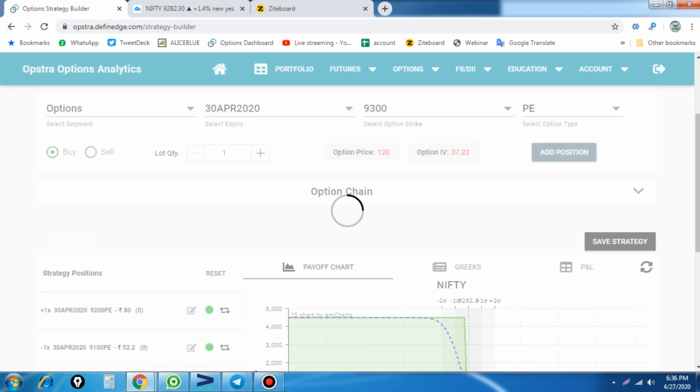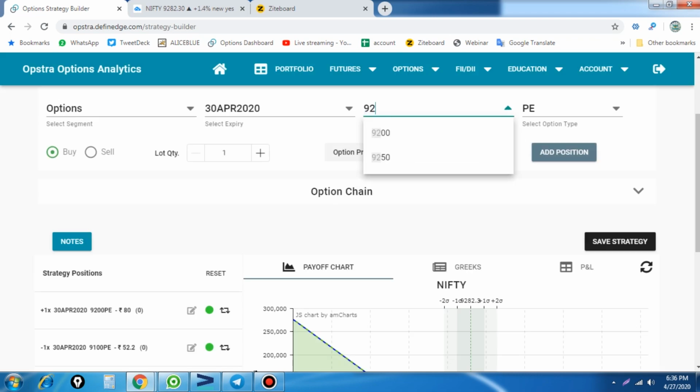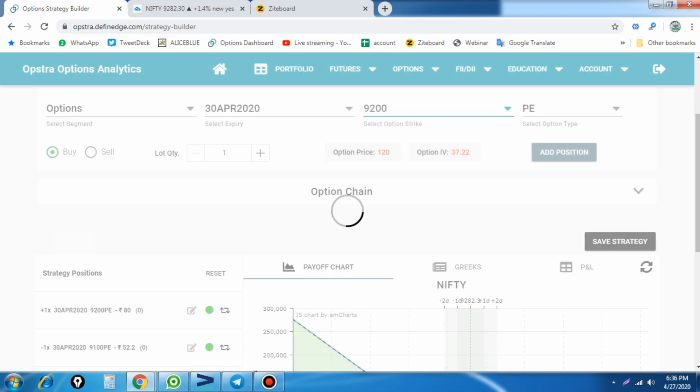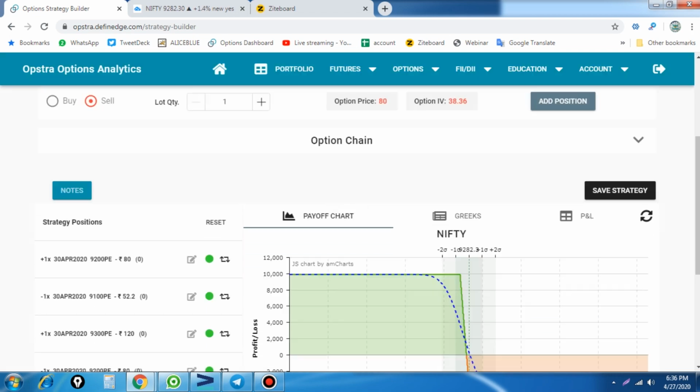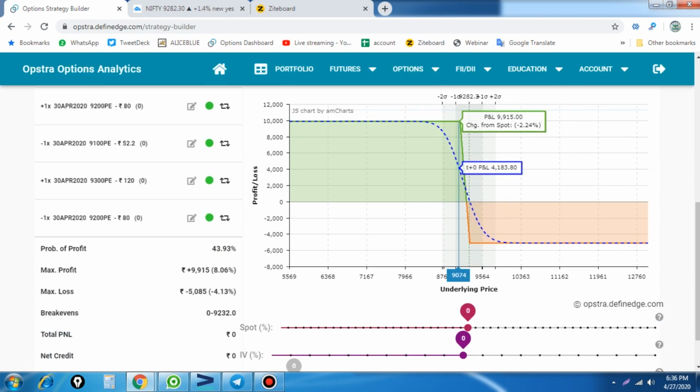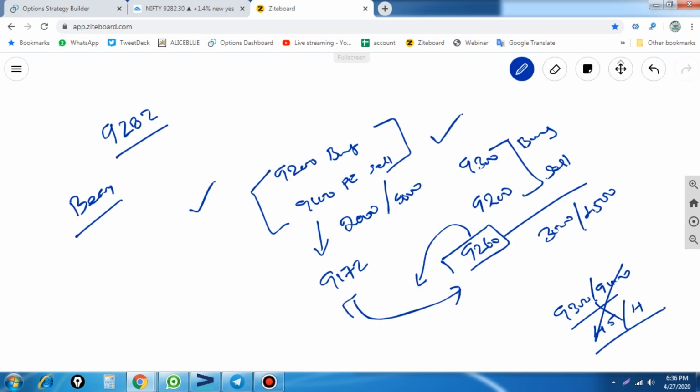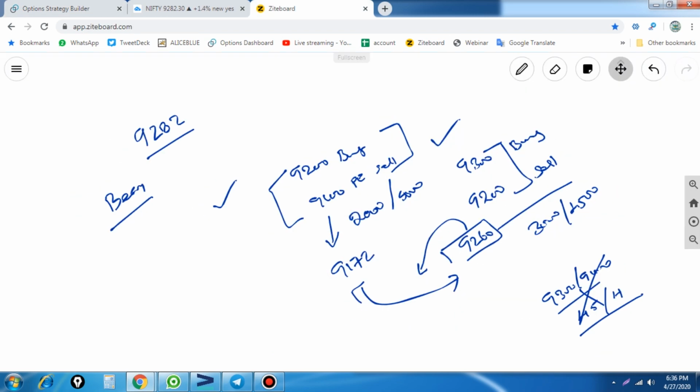Okay, and at the same time we are going to short 9200 again. Here we are going to short the position. Again, this is to show you a different kind of strategy. You see the risk and reward, that's exactly the point I'm telling you. So here we are applying stock options with 4 legs: 1 call buy, 2 call sell, and 2 put buy, 2 put sell.